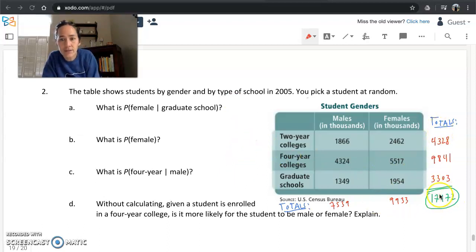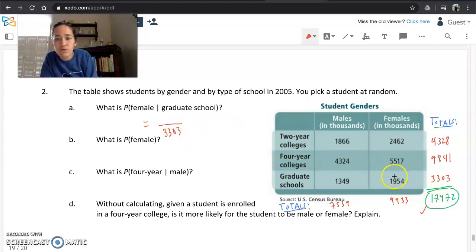And this column adds up to 17,472, and this row also adds up to 17,472. Those should both check out. Total subjects in the study. You pick a student at random from this table. What's the probability they're a female given that their type of school is graduate school? Well, if their type of school is graduate school, we're not talking about all the 17,000 people. We're just talking about the total 3,303 students that are in graduate school. Females in graduate school, there's 1,954 of those. So there's your numerator.